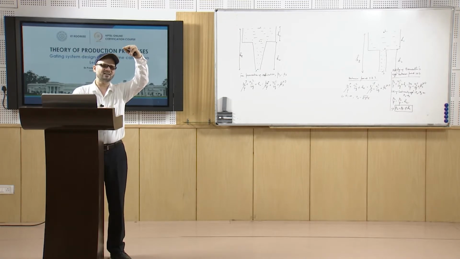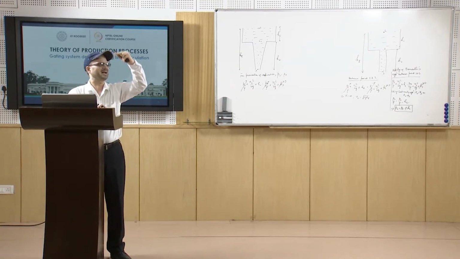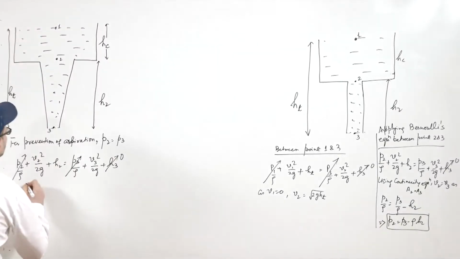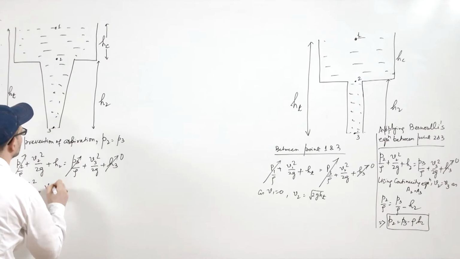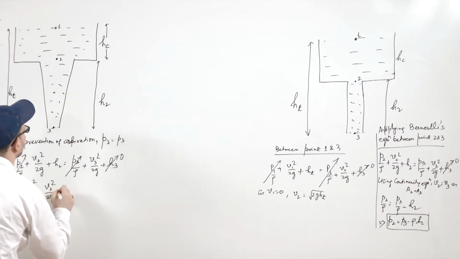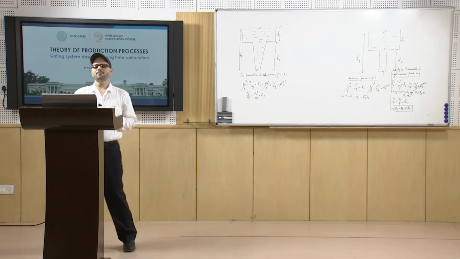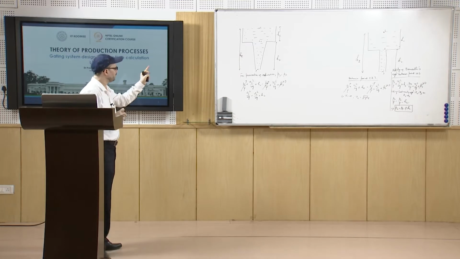As we have understood by applying the Bernoulli theorem, you can have the expression for V3 square by 2g. This V3 square by 2g comes as V2 square by 2g plus H2. This is what we get when we apply Bernoulli's equation between 2 and 3.